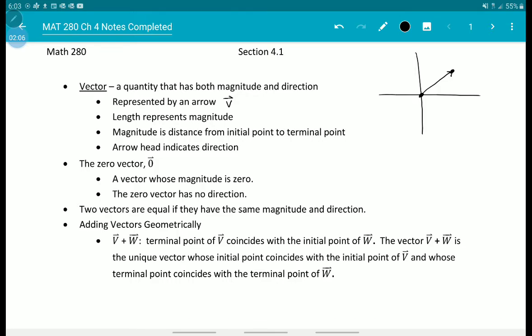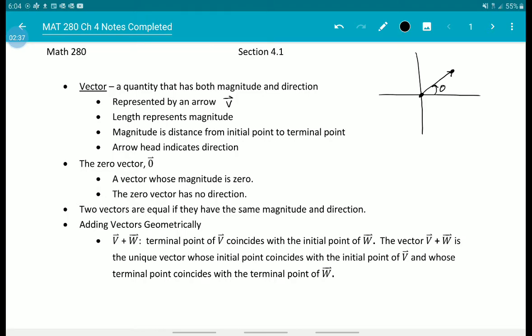The arrowhead represents the direction. So in this case, this is going to the, I would call that northeast direction. And when we talk more about vectors, we could actually talk about that angle in between here, but we'll get to that later. The zero vector is a special vector. It's a vector that has a magnitude of 0, which means that it has a length of 0, and there is no direction for the zero vector.